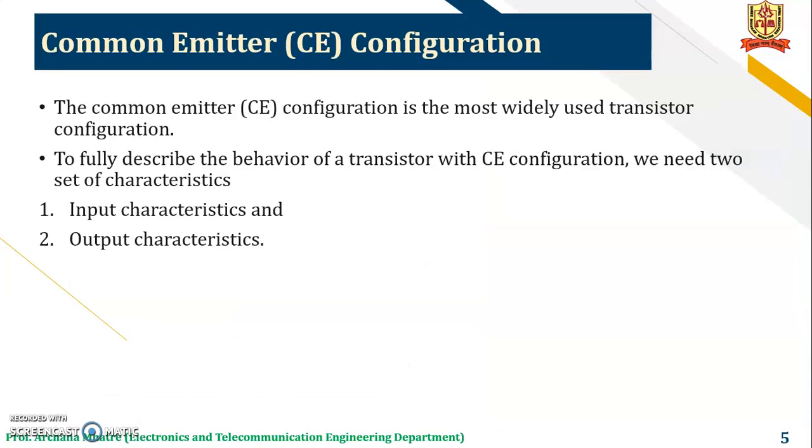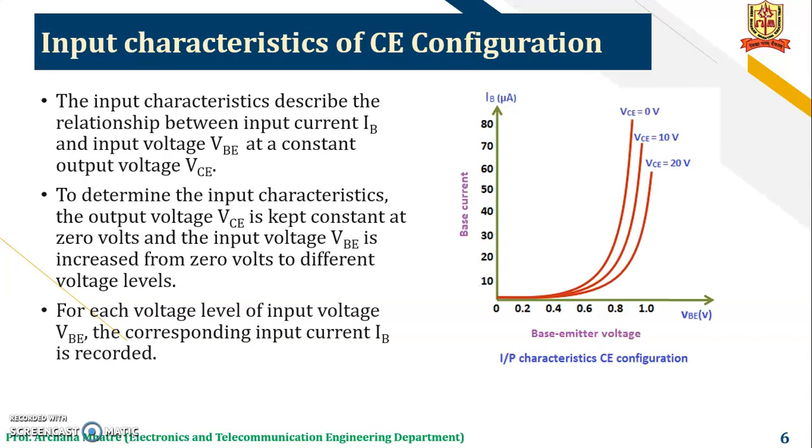Now next, the common emitter configuration is the most widely used transistor configuration. To fully describe the behavior of a transistor in common emitter configuration, we need to set the characteristics. First is the input characteristic and second is the output characteristic of CE configuration. Now first we will see the input characteristic of CE configuration. Now this is the graph of the input characteristic of common emitter configuration. This is the graph between the VBE input voltage and IB input current.